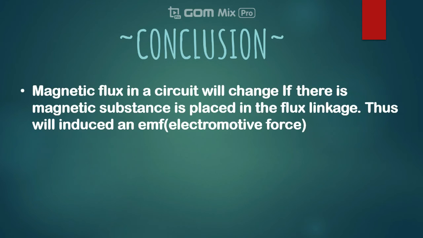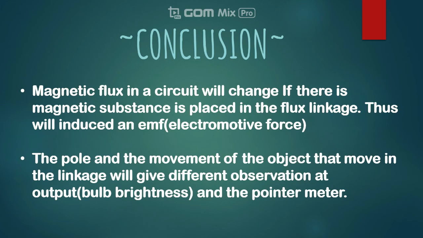As a conclusion, the magnetic flux in the circuit will change if a magnetic substance is placed in the flux linkage. This will induce an EMF. The second and last point is that the pull and the movement of the object that moves in the linkage will give different observations at the output, such as bulb brightness and the pointer meter.